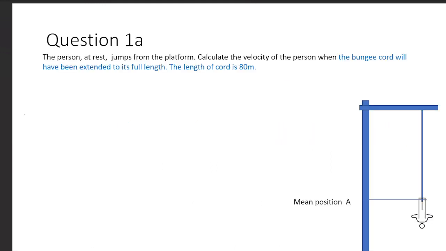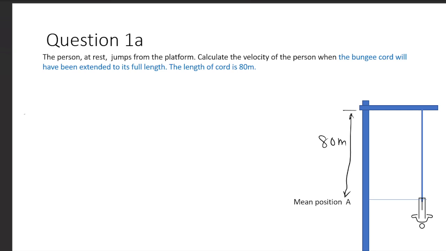So there are three questions which I have created for you guys. The first question is: the person at rest jumps from the platform. Calculate the velocity of the person when the bungee cord has been extended to its full length without any elongation. The length of the cord is 80 meter. So here, let me draw this diagram. This is the 80 meter length. There is no elongation.